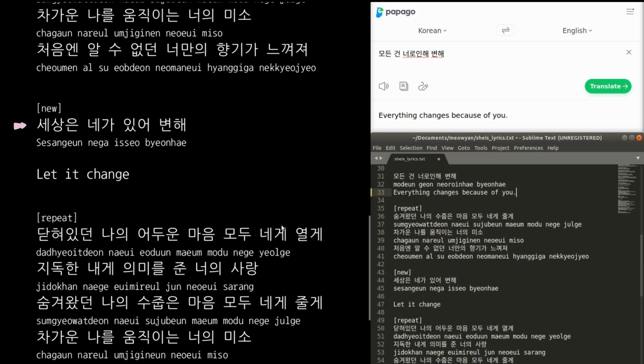Here, 세상은 네가 있어 변해. It's similar to the line we translated just now. 세상은, the world. 네가, you. 가 is one of those particle marking things.